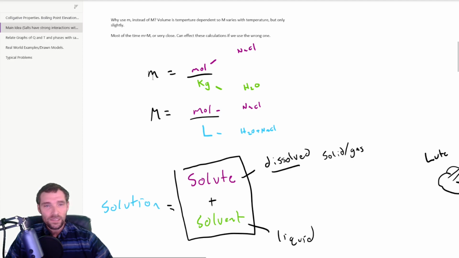When we're looking at little m and big M, these are very similar. You can see it's got moles on the top and then kilograms on the bottom for molality, and liters on the bottom for molarity. What you see is that this is just the water and this is the solution. The volume of the solution changes with temperature. The weight of the water does not. So molality is going to be temperature independent.